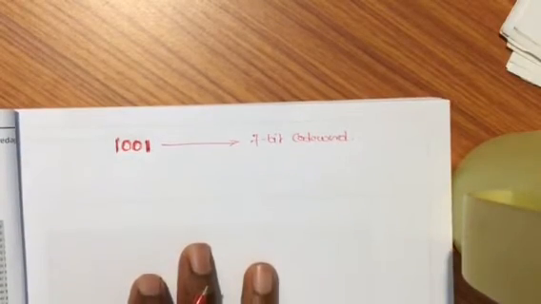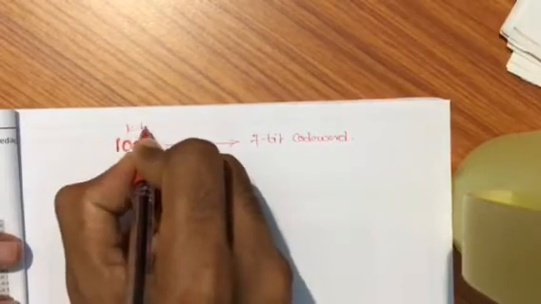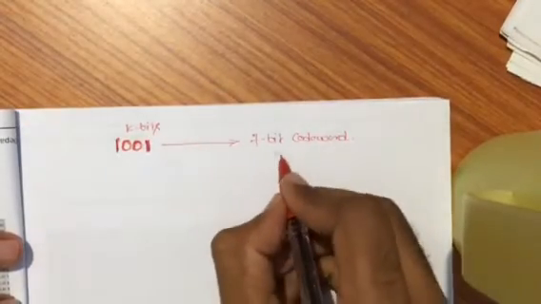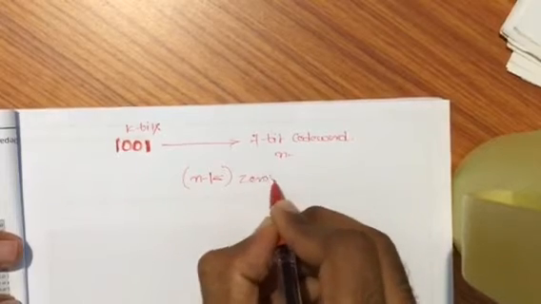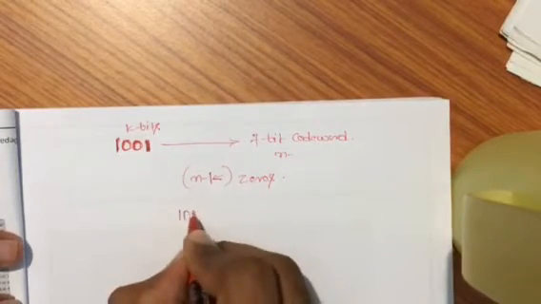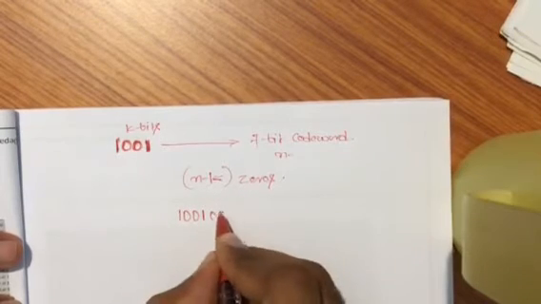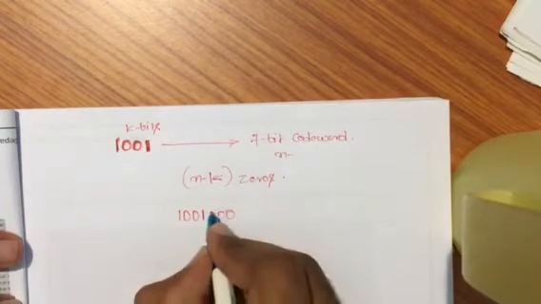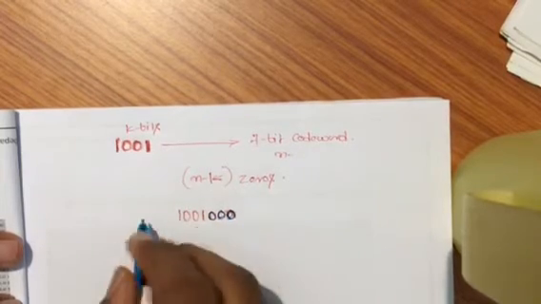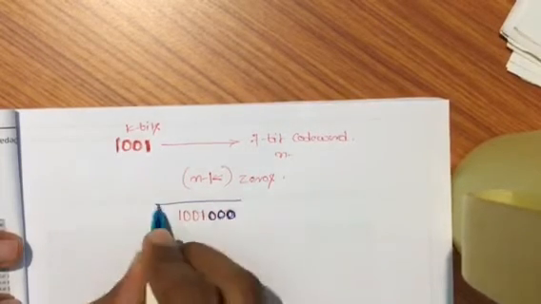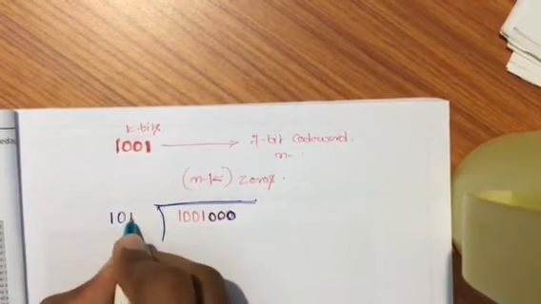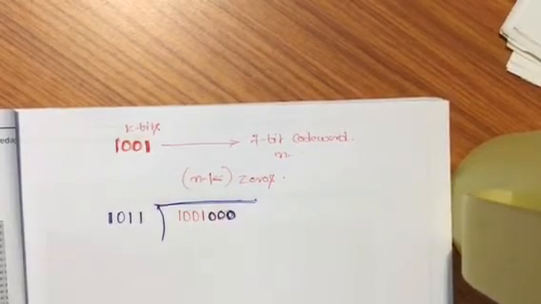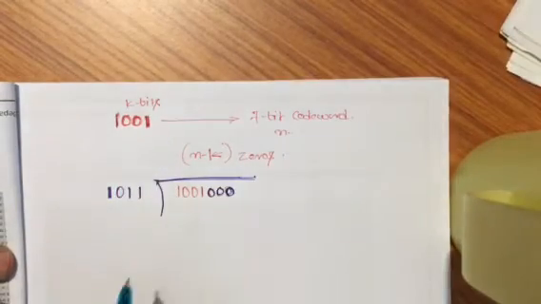So what I have to do is append, this is k bits, this is n bits of code word, so I have to append n minus k bits of zeros. So that is 1001 with 3 zeros appended, and I have to divide this with a generator polynomial. This generator polynomial will be predefined. In my case it is 1 0 1 1. So let us see how this division is done.